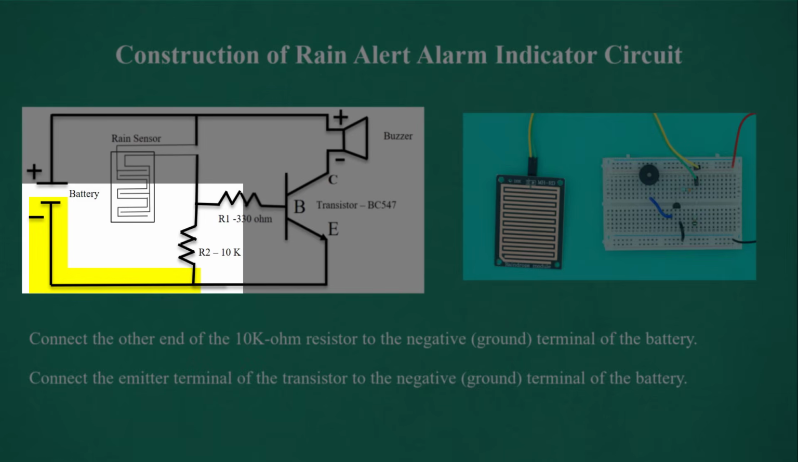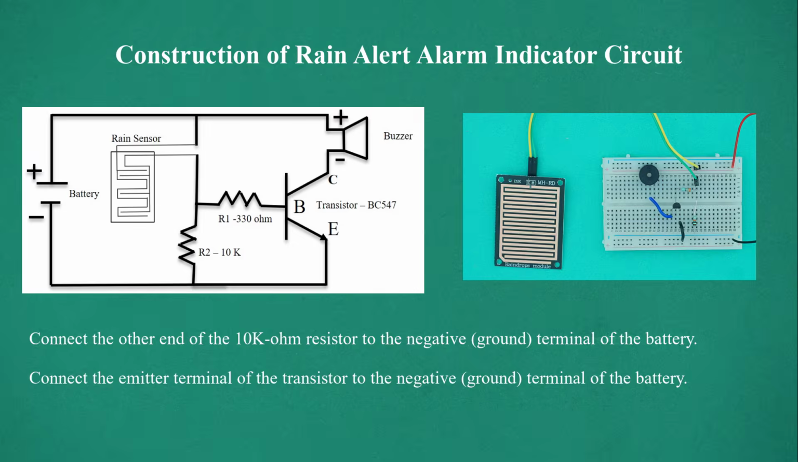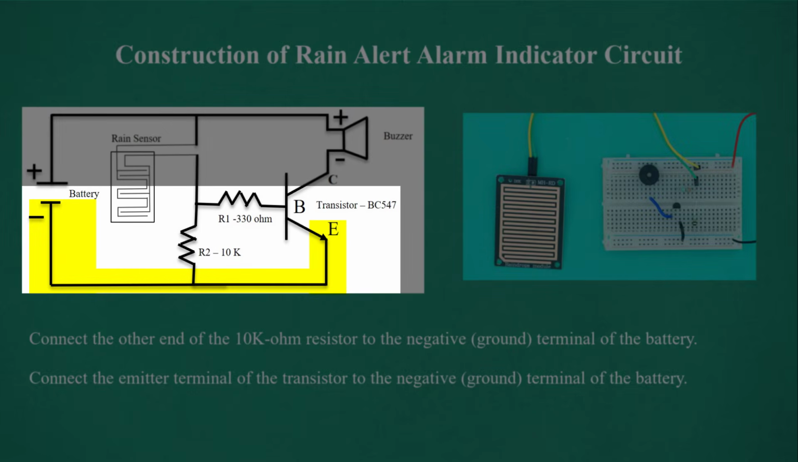Connect the other end of the 10K ohm resistor to the negative ground terminal of the battery. Connect the emitter terminal of the transistor to the negative ground terminal of the battery.